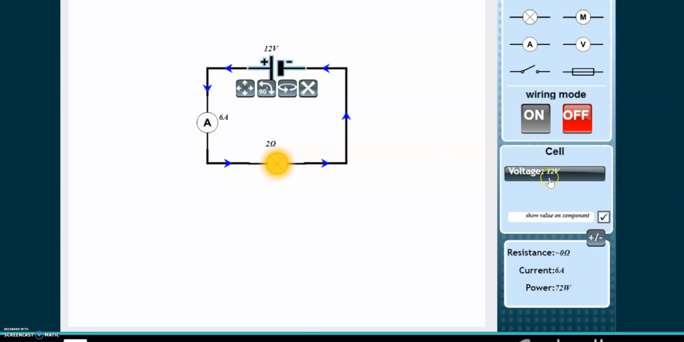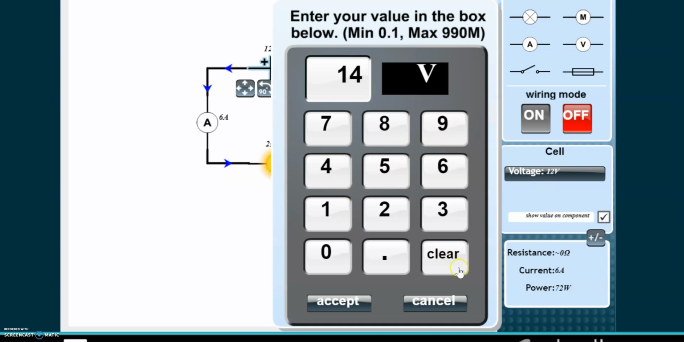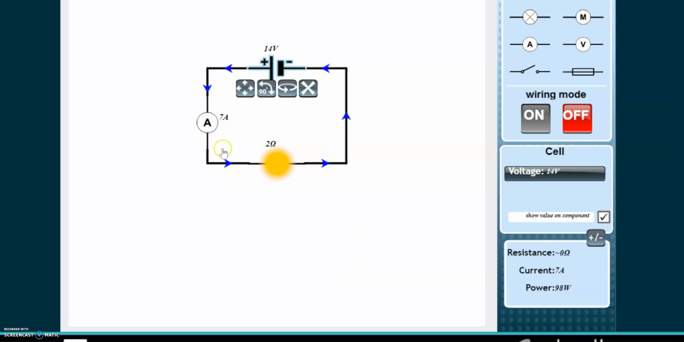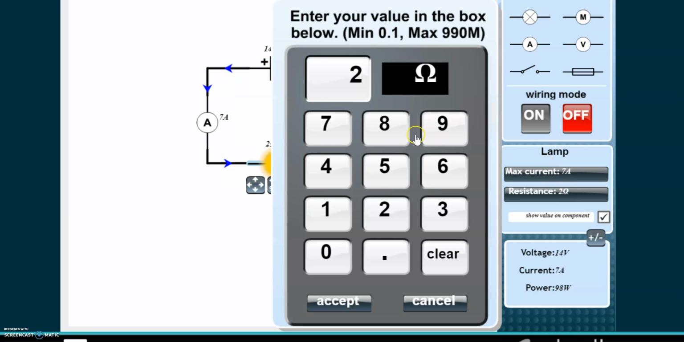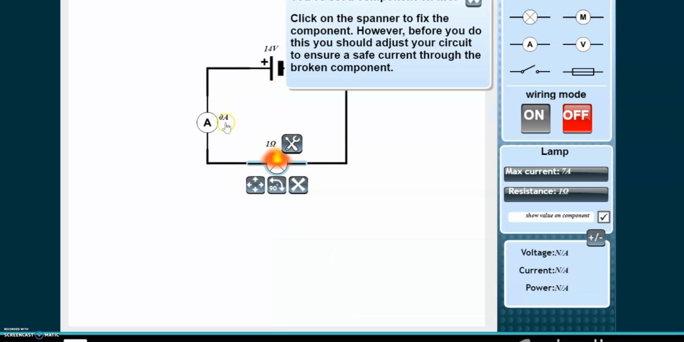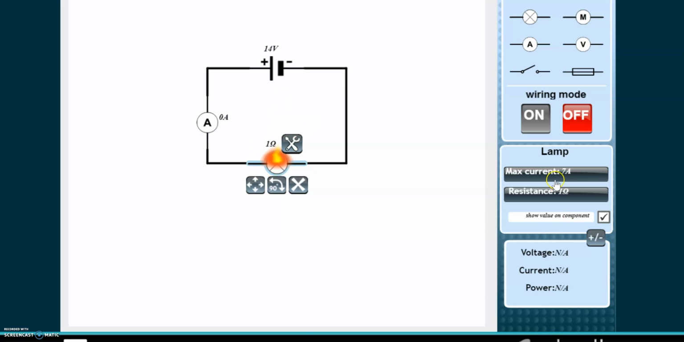So if I click on my cell and change the voltage to, say, 14, and accept, you can see now the current's gone up to 7 amps. More voltage, more push of electrons, we're going to have more flow. The other thing we could do, well, let's see what happens if we play around with the resistance of the bulb. So if we drop the resistance of the bulb, say to 1 ohm, so we're halving the resistance, you can see actually the current gets so large that we set fire. So there's less resistance, there's going to be more current.